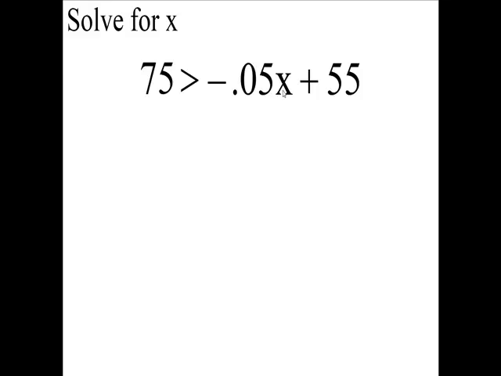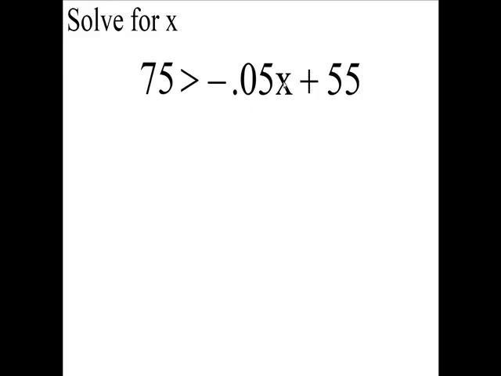Now what number is right next to the x? You might say that's negative 0.05. But that's the coefficient of x, and we'll get rid of that later on. So besides the negative 0.05, we're not going to get rid of that right now, because it's the coefficient of the variable x.